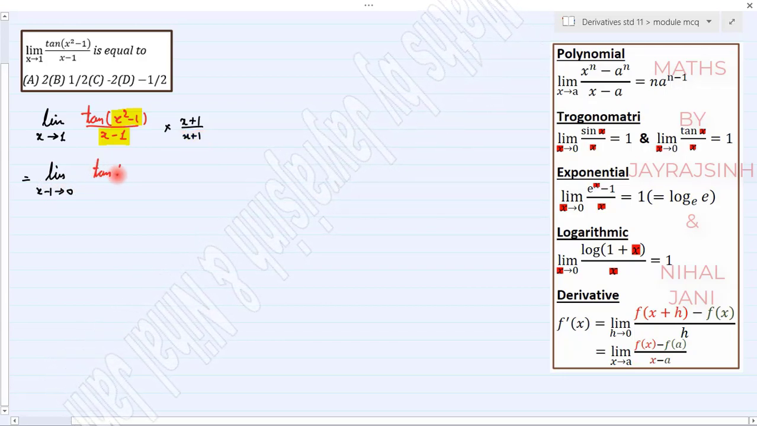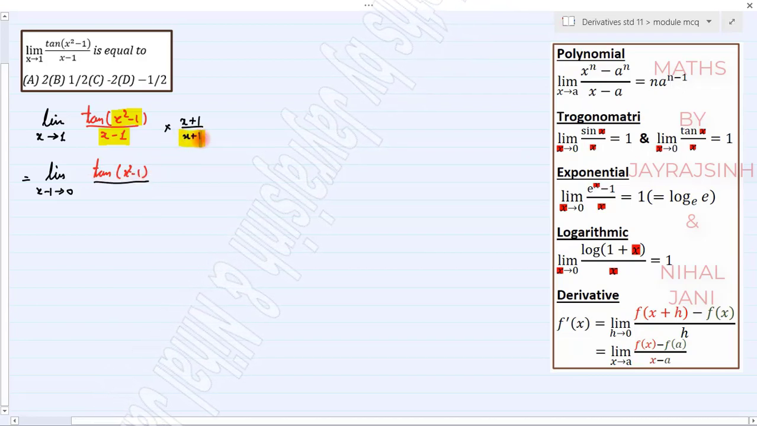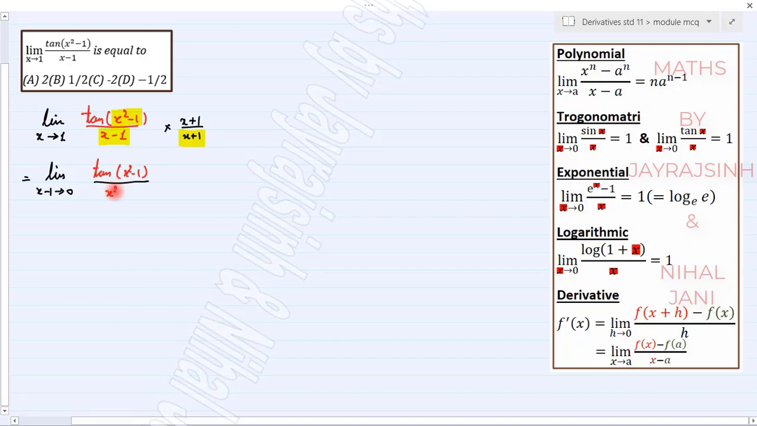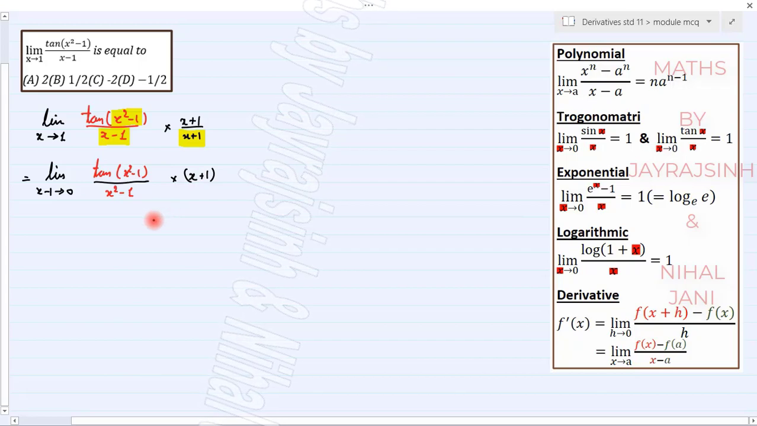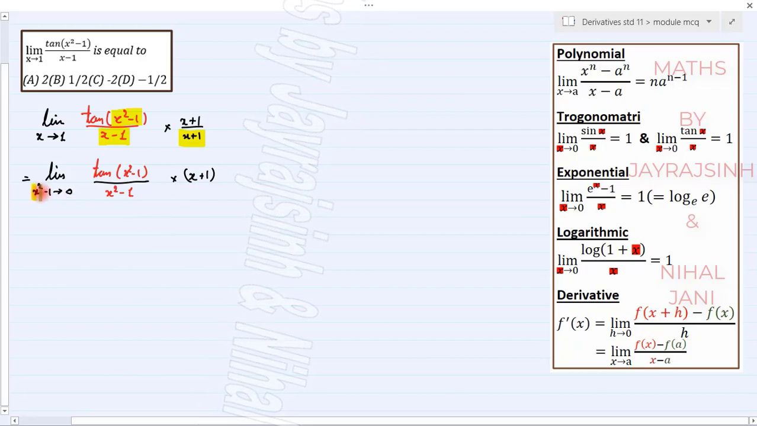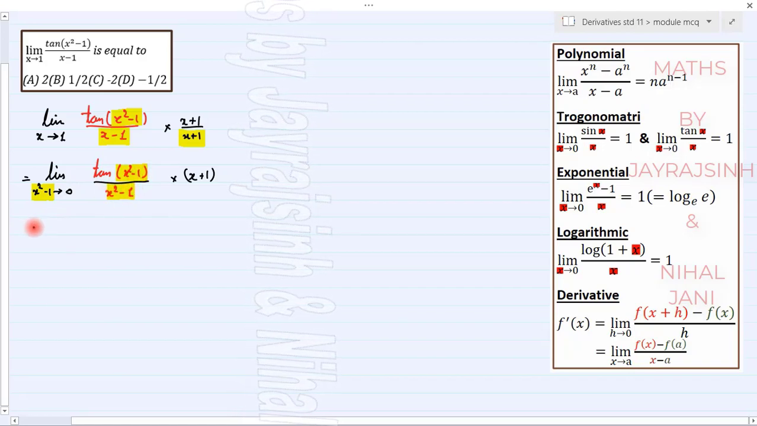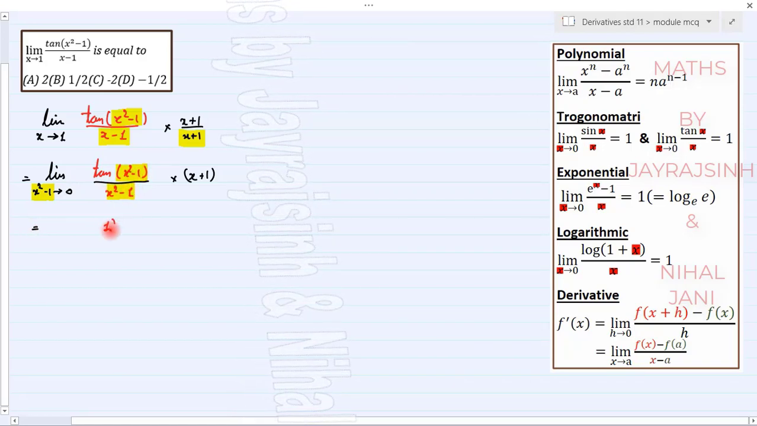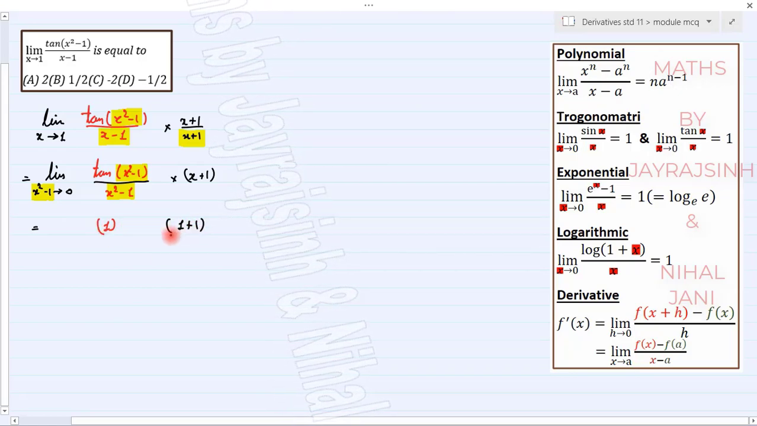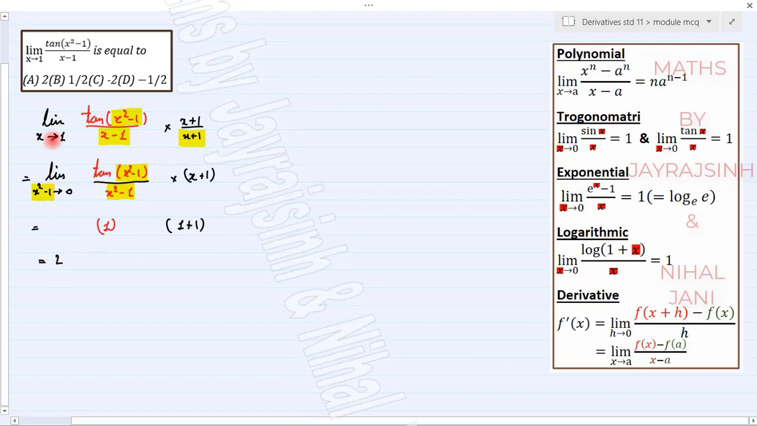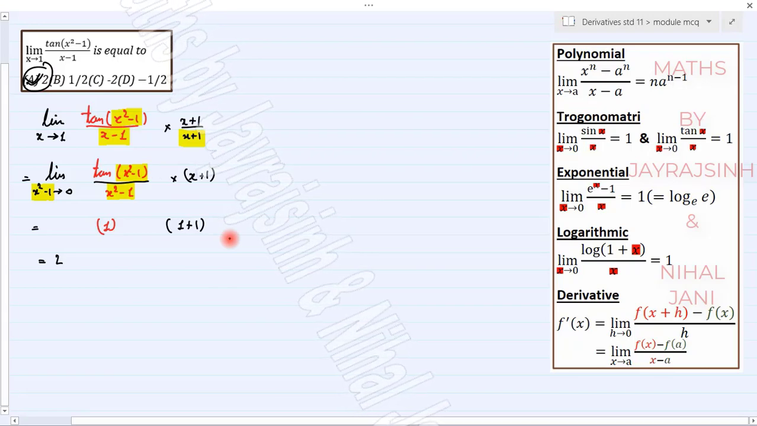So, we'll get tan of (x square minus 1) upon this x minus 1 into x plus 1, which will become x square minus 1, and your x plus 1 will remain as it is. So we can say your theta tends to 0, and we have the tan theta upon theta form. So its answer will be 1. And here we have to replace your x by 1. So we get 1 plus 1. So the final answer will be 2, which is in option A.